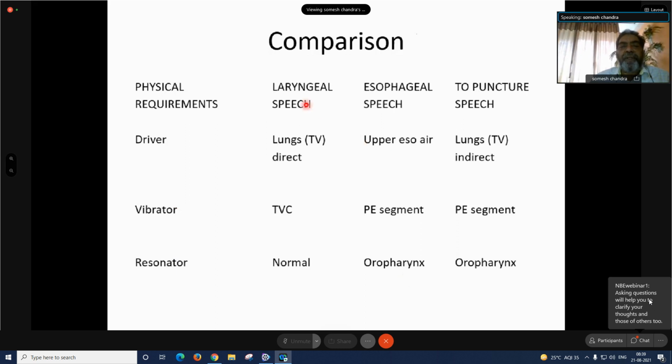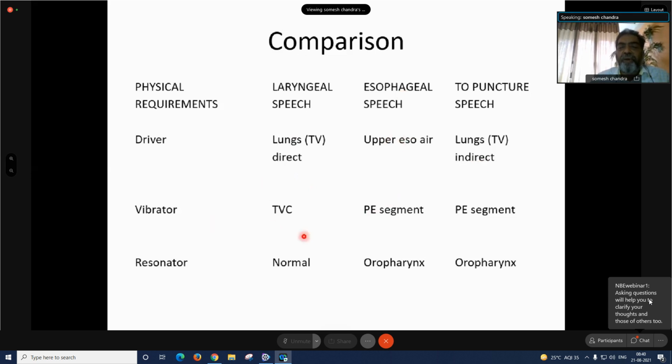This is the comparison between esophageal speech and TEP speech compared to normal speech. So the driver is the tidal volume of the lung, powered air. Here it is a tidal volume of lung powered air. Here it is direct. Here it is indirect, which is diverted into the esophagus. And here it is only upper esophageal air. So this is almost 500 ml, this is 500 ml, this is less than 100 ml. So this is not a good volume speech.